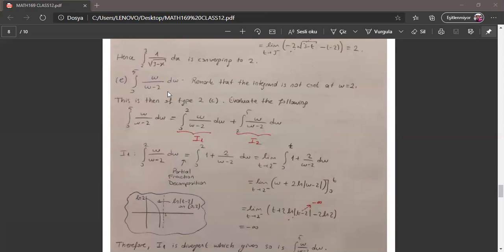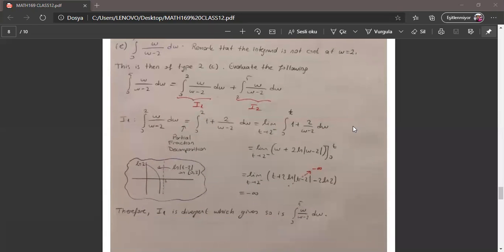Now for this one, it's clear that this is not defined at 2, right? So here we have 2 in this boundary, between 0 and 5. By the recall, we can write it in this form. Now by partial fraction decomposition, we can rewrite the first part in this form. Remember, it's equal to this limit from the left-hand side. We need to approach 2. So here we have this.